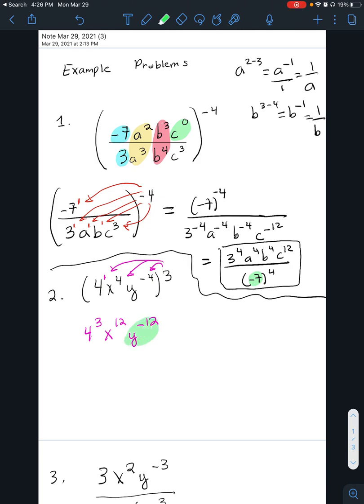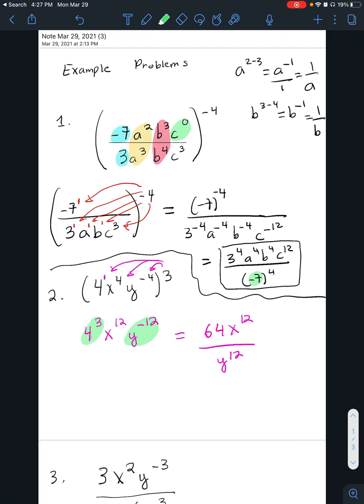This is the only part that has a negative exponent, so I know that I need to move that to the denominator. Remember also that 4 cubed means 4 times 4 times 4. So that's why we're getting 64 and not 12. So that's how you would do number 2.